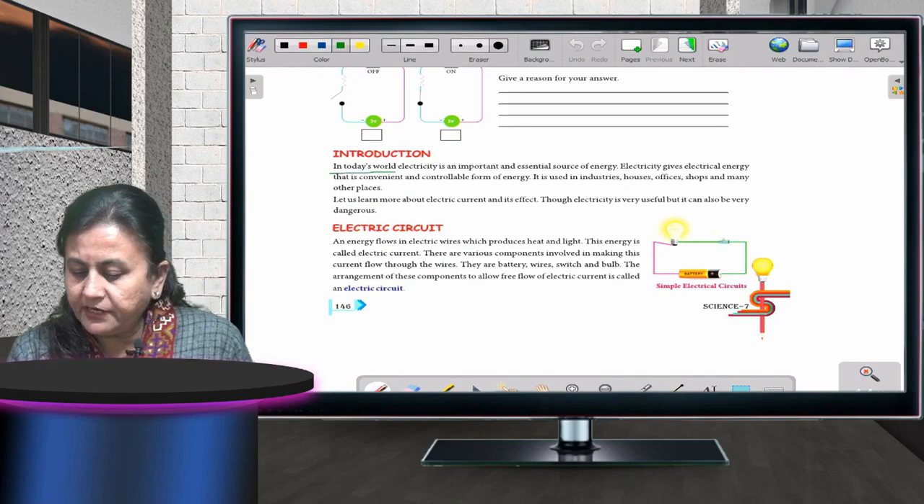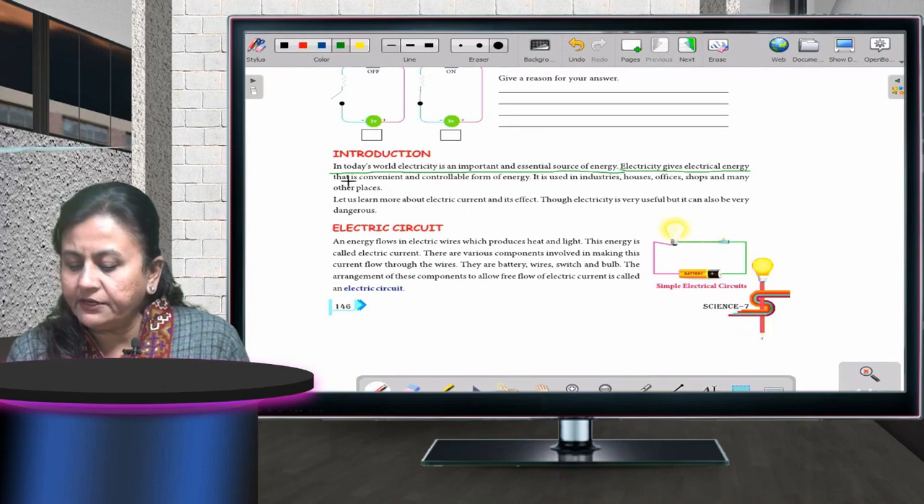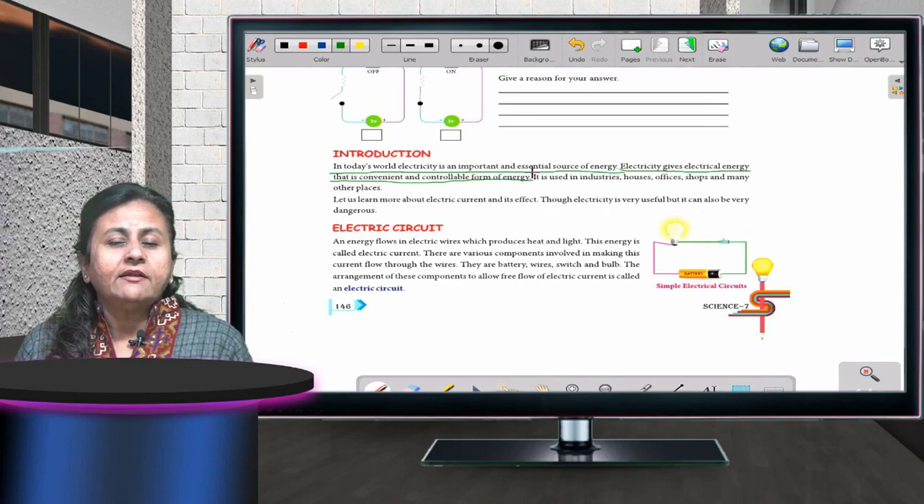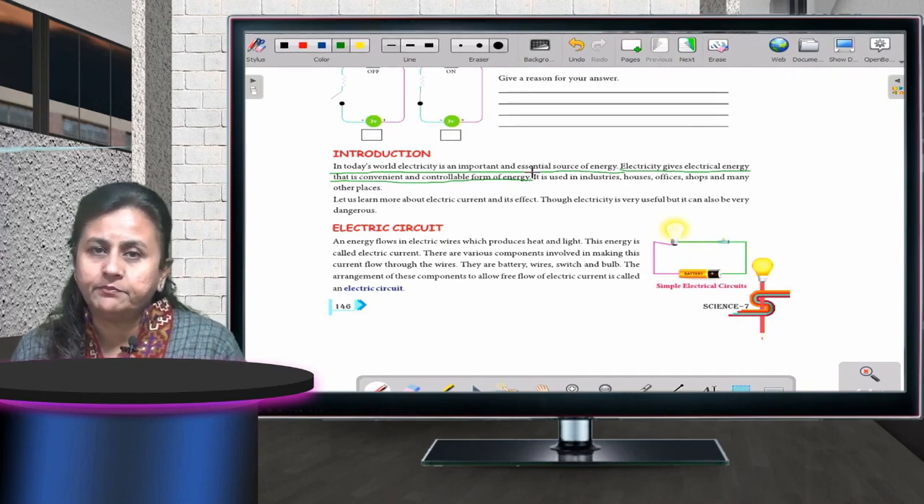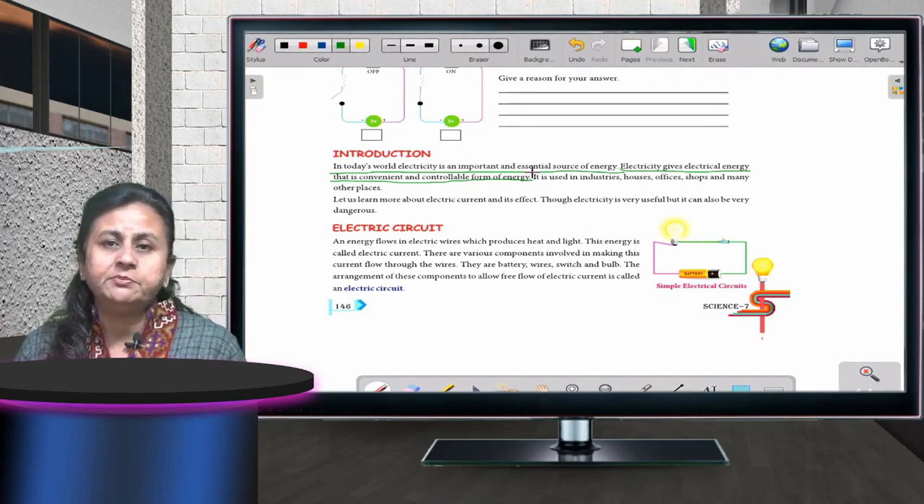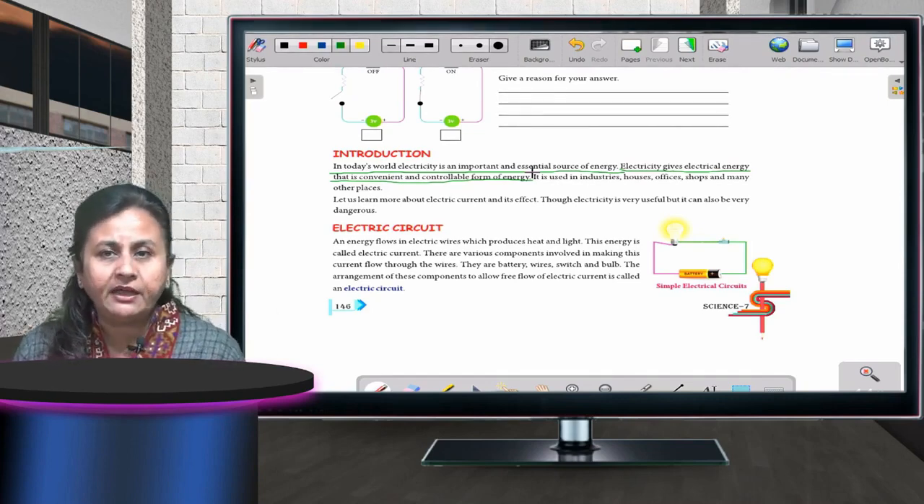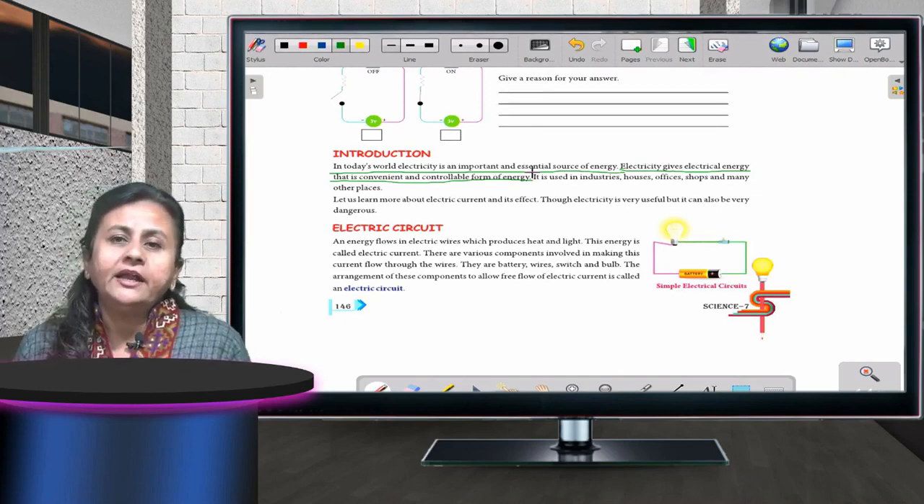In today's world, electricity is an important and essential source of energy. Electricity gives electrical energy, which is a convenient and controllable form of energy. So children, the supply of electricity is in our hand. Whenever we want it, we can just switch on the switch. In case we do not want it, we switch it off. So it is convenient and controllable, and we can operate it on our own. It is used everywhere, be it industries, schools, or hospitals. Everywhere electricity is required.